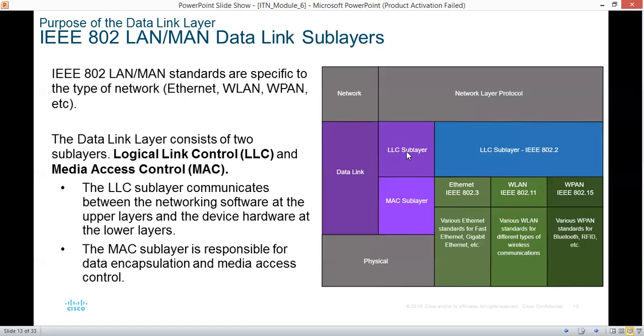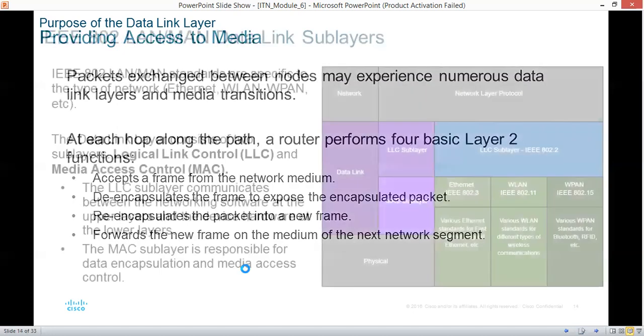And then, of course, if you look at it, your network layer, which is up here, will interface with the data link layer at the logical link control. So this is like software-based and hardware-based. Please, I want us to note that, very important. The LLC sub-layer communicates between the networking software at the upper layers and the device hardware at the lower layer. Your MAC sub-layer is responsible for data encapsulation and media access control. You need to note that, very important.